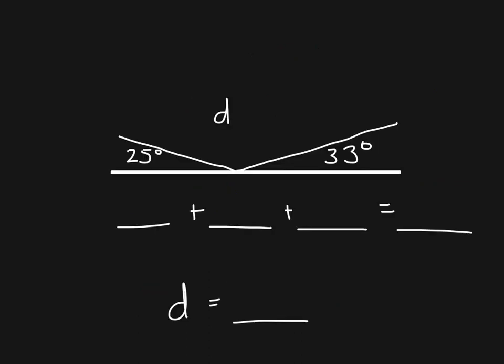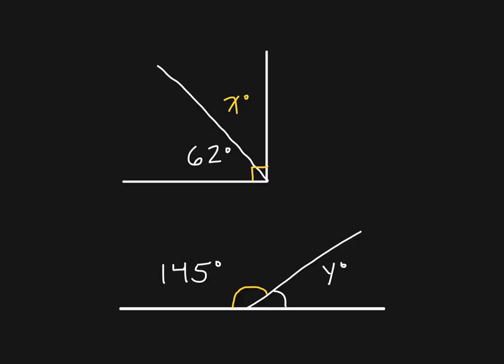One more for you to practice with. Here again, we have three angles. All together, I know that they make a straight angle, but they're broken up into three separate ones. I have this 25-degree angle, a 33-degree angle, and then my mystery angle D. Your job is to figure out the measurement of angle D. These are your last two to try on your own. Please find the value of angle X based on what you know about a right angle, and find the value of angle Y based on what you know about a straight angle.